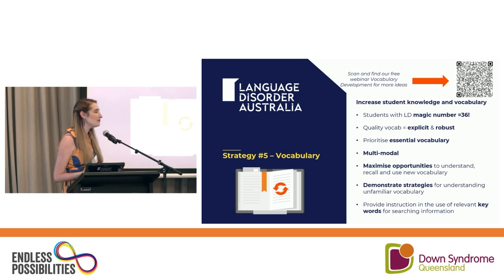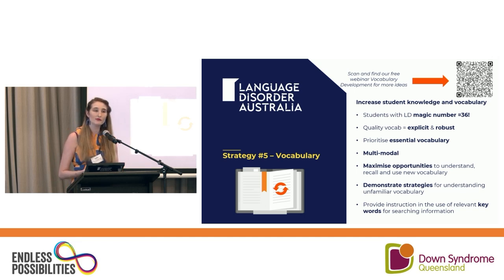So again, thinking about explicit and robust information. When we're giving a definition to a student about a new word, that's very explicit, and it's not coming out of a dictionary, which is not necessarily child-friendly language. So using a child-friendly example to demonstrate the definition of that new word. Giving them any type of multimodal learning as well is also going to make a big impact here. Maximising opportunities to understand, recall, and use new vocabulary.